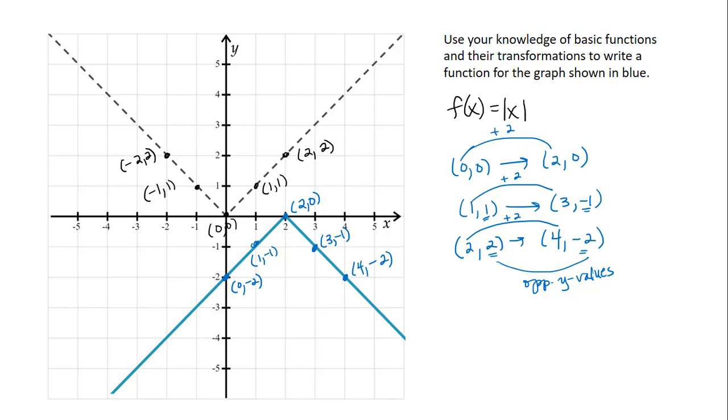And so our function g of x will be written as the opposite of, and then in the absolute value, x minus 2. You could graph this on your calculator and make sure that that graph coincides with the graph that is shown here.